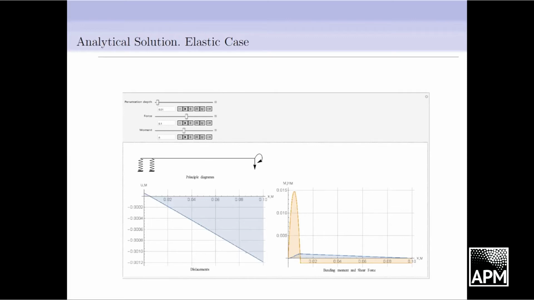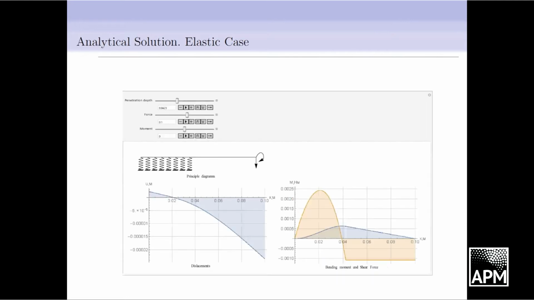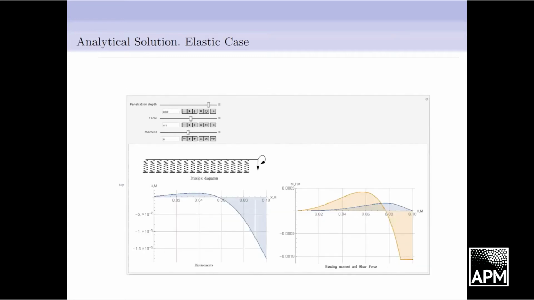We obtain a very simple solution in an engineering manner in terms of elementary functions, and we implemented the solution in Mathematica, and we can see how it works. So here I change the penetration depth, and we see that we can obtain different distributions for the displacement of the beam and for internal stresses in the beam, and of course for internal stresses in the media.